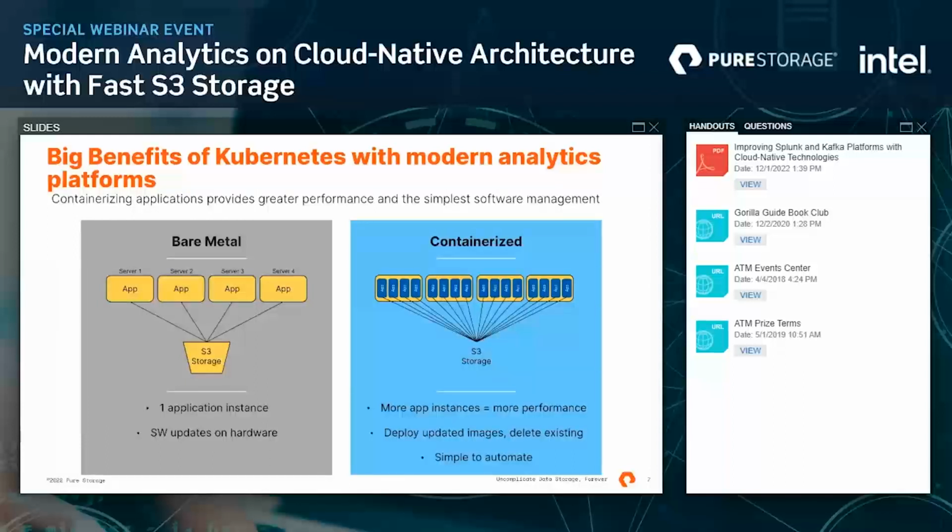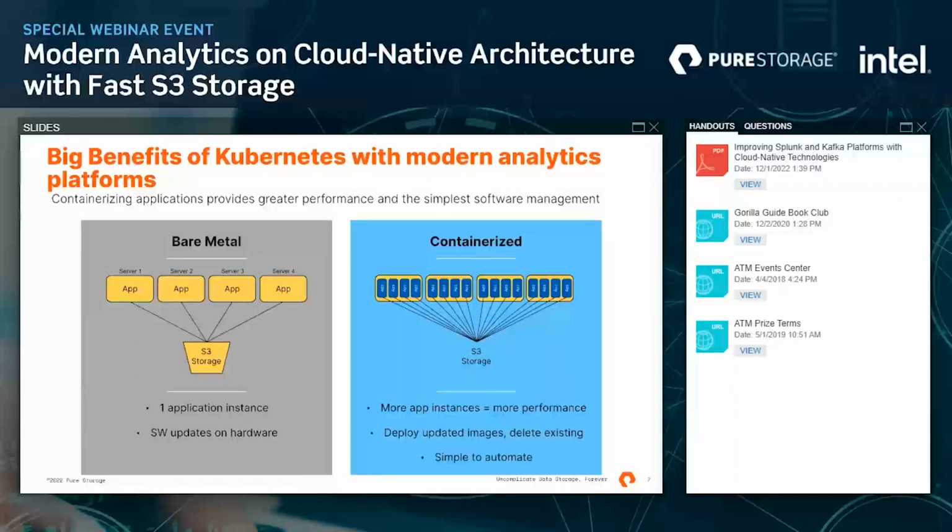You're also limited to a single instance per node with some number of threads. But when you look at the diagram on the right side of the slide, you can see that when we containerize these, you multiply these instances by a significant number, increasing the number of threads. And you can begin to understand how we deliver the performance mentioned.